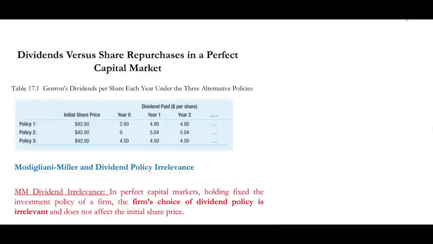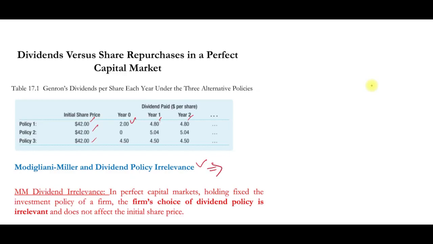So before making this Miller-Modigliani theory proposition, let's see. In policy 1, this is year 0, the dividend. After that, the company was paying 4.8. So the wealth is 42, the wealth is 42, the wealth is 42, right? So this is just the payouts, okay? But this part is very, very important.